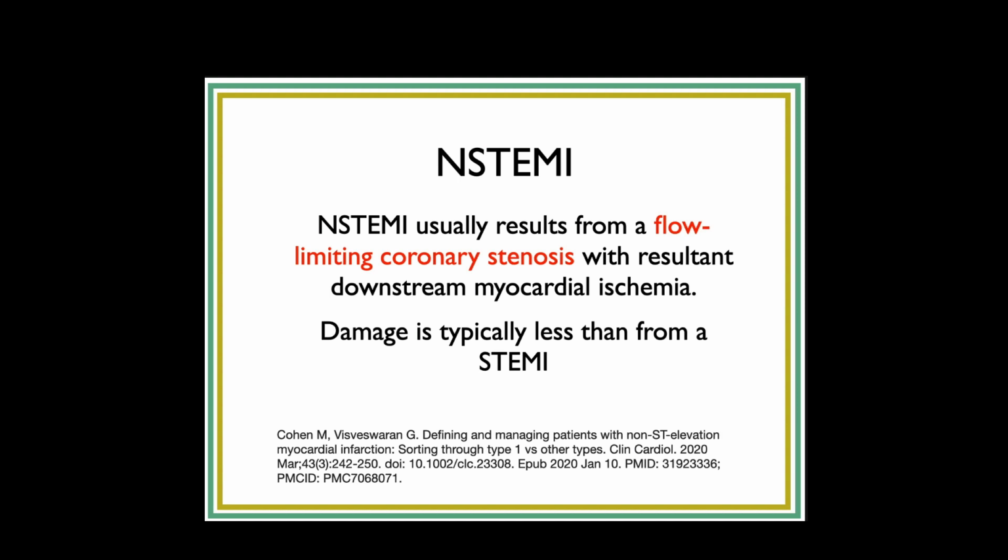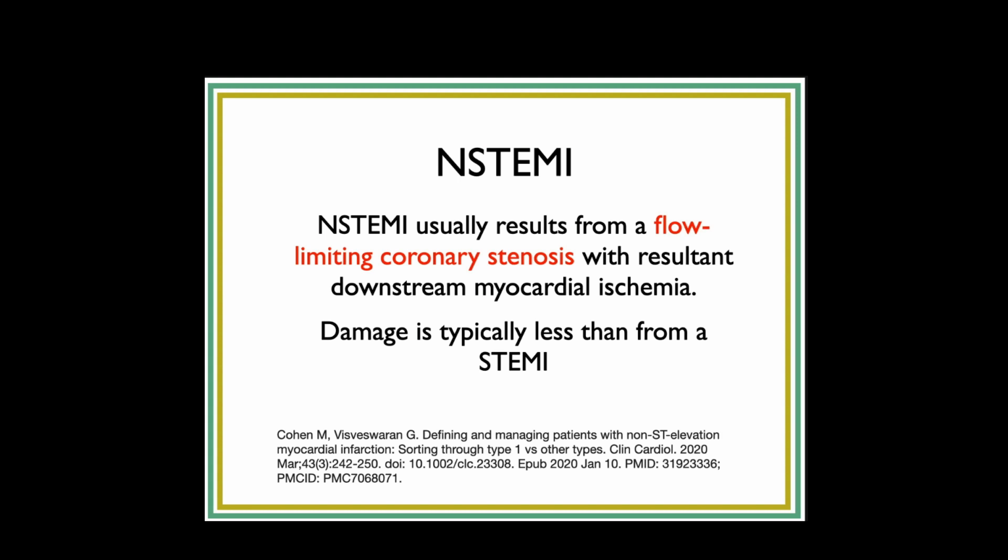From the same article, they defined NSTEMI as usually, again, seeing they're hedging their bets a little in both definitions, results from a flow-limiting coronary stenosis. What does stenosis mean? Narrowing, okay? So when you have a stenosis, it's narrowing. It can be caused by a variety of things. Could be caused by a clot. Could be caused by a spasm. From a flow-limiting coronary stenosis with resultant downstream myocardial ischemia, okay?